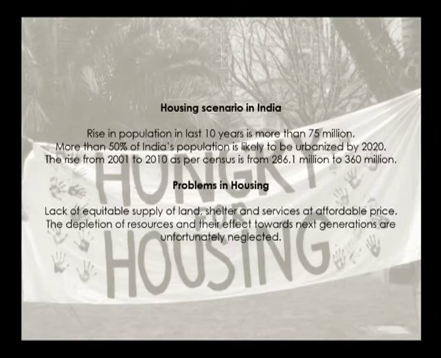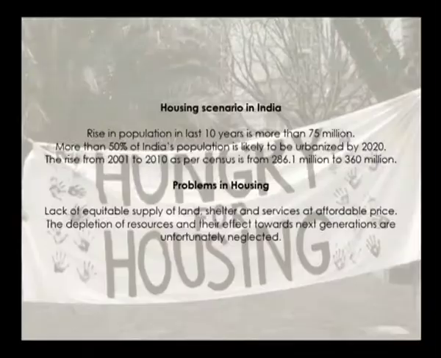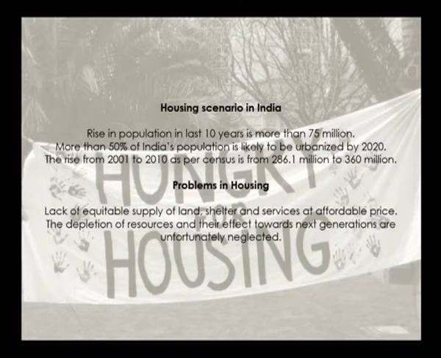So, looking at the scenario in one position and taking the problems on another side, you have a lot of problems, which include lack of equitable supply of land. There is a lot of inequality in how land as a target commodity, or a house as a commodity, is being given to different users, lack of shelter and services at an affordable price, and the depletion of resources on another hand plays a very important role. Land as a resource is not being utilized properly and channelized in a correct way to develop housing projects.